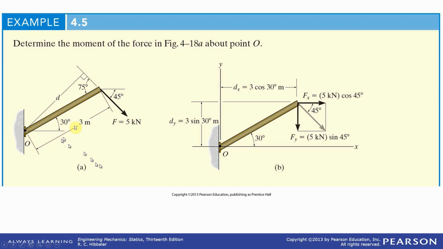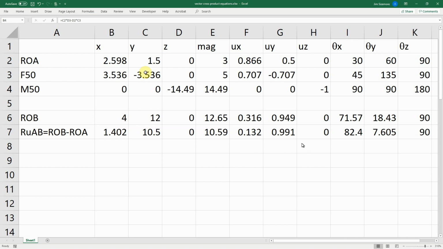Okay, so we break down the radius vector into its components: 3 cosine 30 degrees in the x direction, 3 sine 30 degrees in the y. Force is 5 kilonewtons cosine 45 in the x, and 5 kilonewtons negative sine 45 in the y, because it's pointing down. Let's go to my Excel spreadsheet. I've already put all those things in.